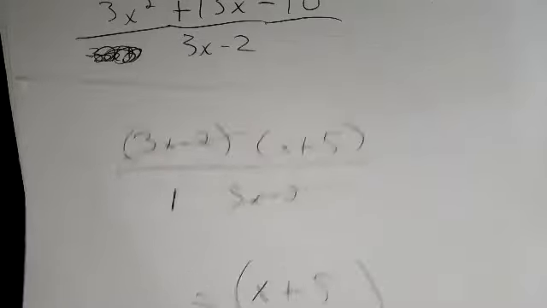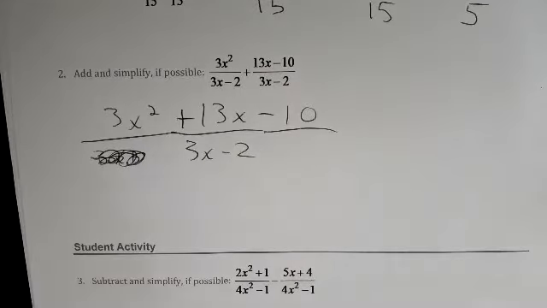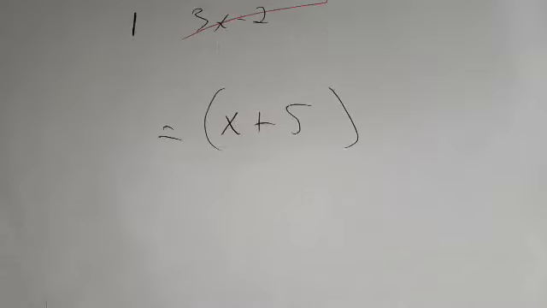So we got the solution x plus 5. It might seem like a weird thing to do, right? We're adding these two things and then we just get this factor x plus 5. But that is the solution.